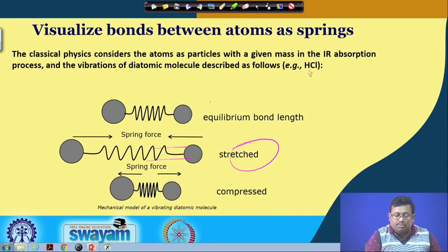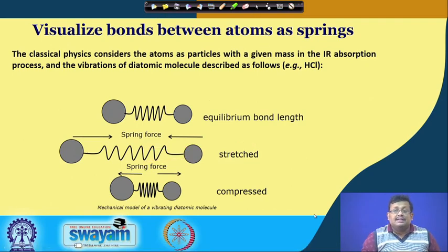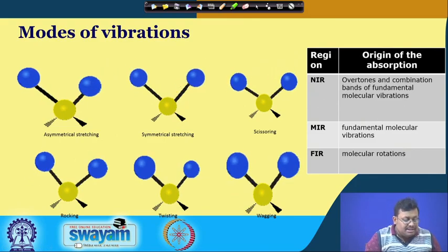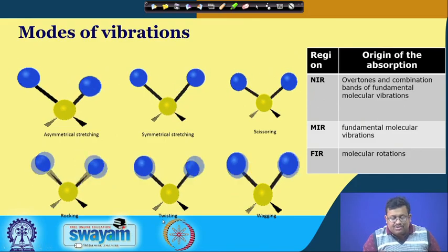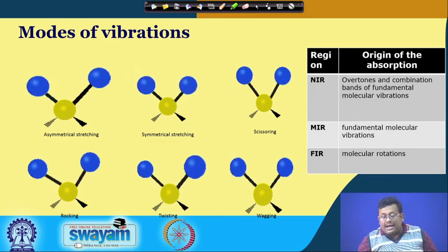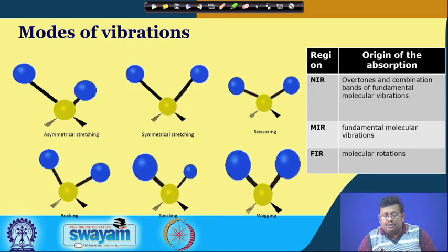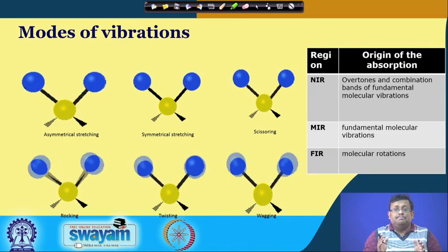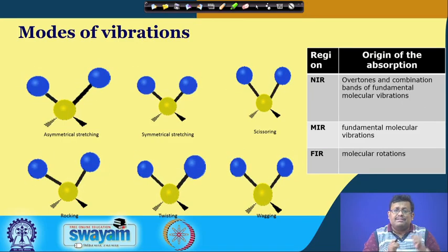For example, here is the diatomic molecule HCl, and you can see there are two types of forces. One is stretched and one is compressed. It is just like a spring. So, it basically shows the mechanical model of a vibrating molecule. When a molecule like this absorbs some infrared radiation, it shows 6 different types of stretching and bending: asymmetrical stretching, symmetrical stretching, scissoring, rocking, twisting, and wagging. As a result, there is some spectral absorption and some spectral signatures.